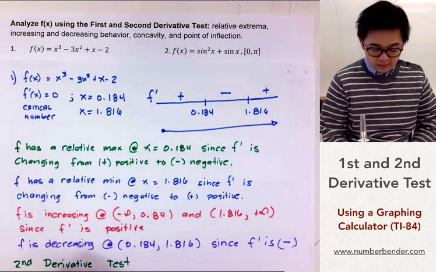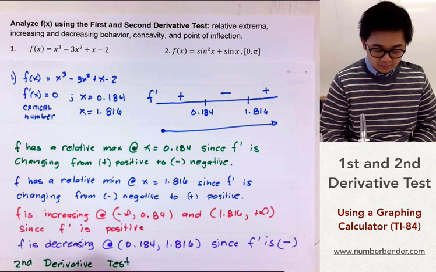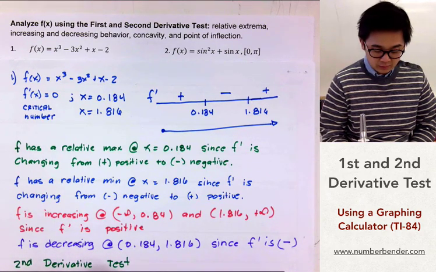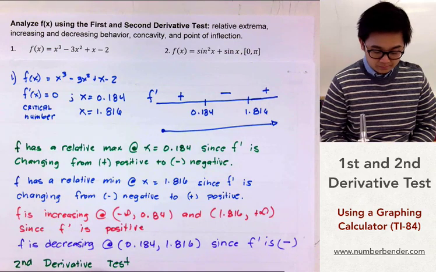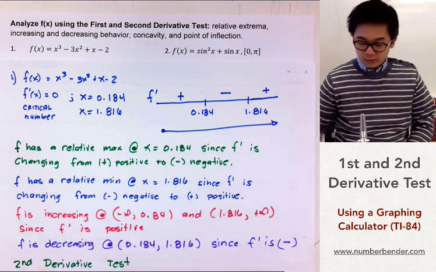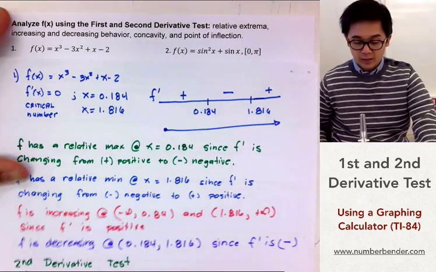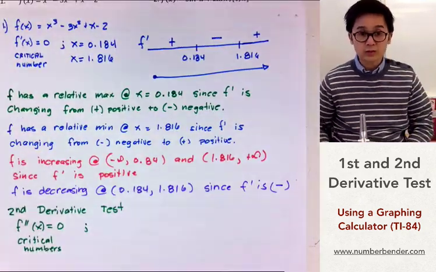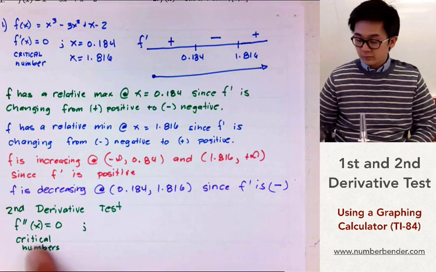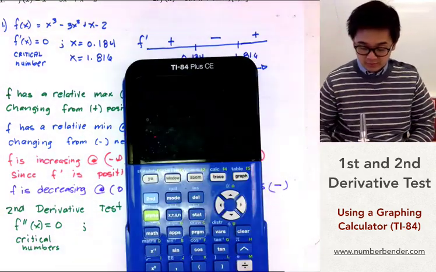So we are going to set f double prime of x to 0 so we can find our new set of critical numbers. We don't need to solve it by hand. We're just going to be working on our calculator. So we're going to use the calculator for our second derivative test.